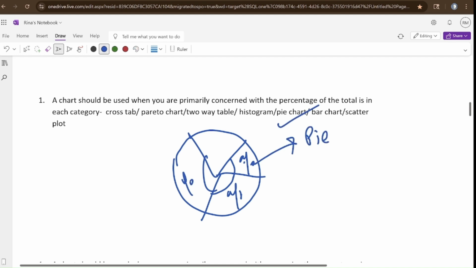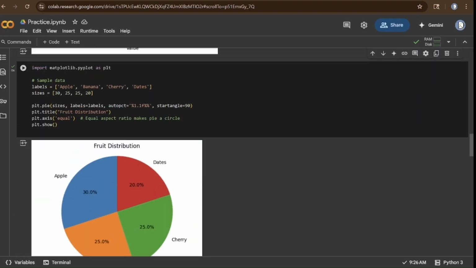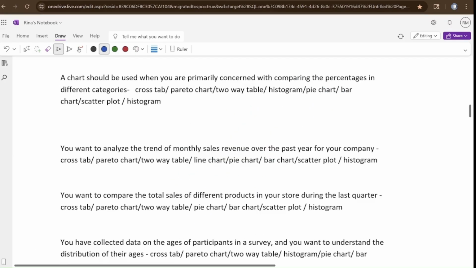Let me just show you. See this one. Here we have apple, banana, cherries, dates, and you have to tell how much percentage of the fruit distribution is dates. So you can say 20%, right? So to show in this percentage format, you have to use pie chart.